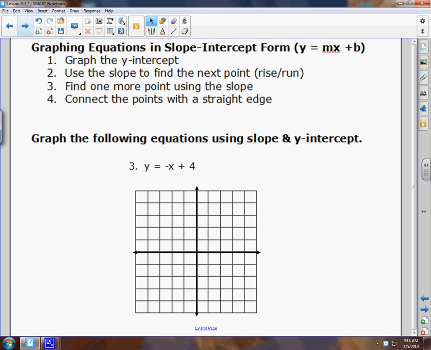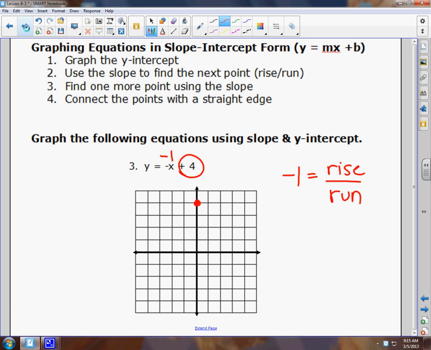So try this one. y equals -x plus 4. So just draw a quick little sketch. It doesn't have to be anything fancy. Okay, so first step, I'm going to go to 4 on my y and make a dot. And then now this one, my slope, it just says -x. Well, that means -1, if you remember. So if -1 is my slope, that means rise over run, that I have to put a 1 on the bottom. So I'm going to run 1, and I'm going to go down 1 because it's a -1 slope. And then I draw my line.